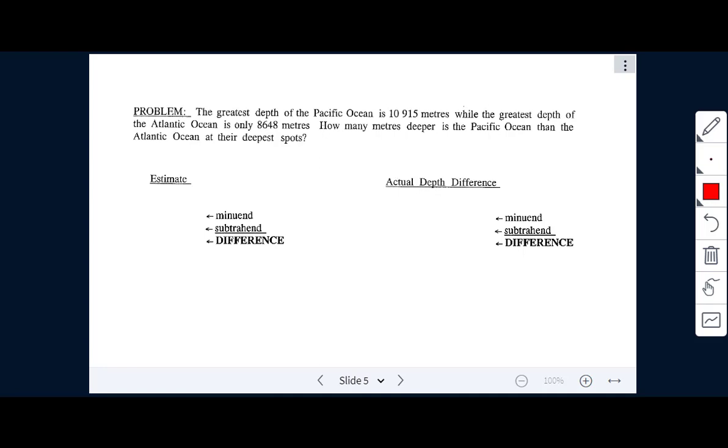So for the minuend, it would be 11,000. So we're just taking our 10,915. We're going to round it to 11,000. That's the minuend. The subtrahend, 8,648. I'll round that to 9,000. All right, which gives us about 2,000 as our difference.